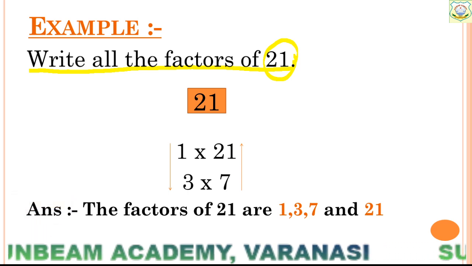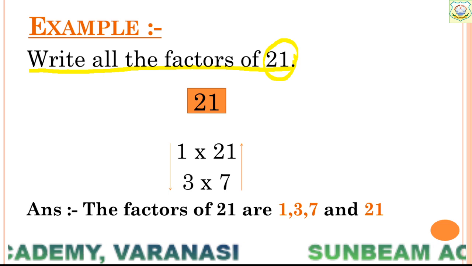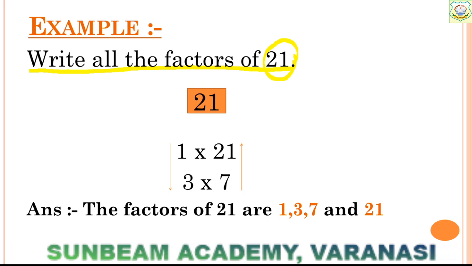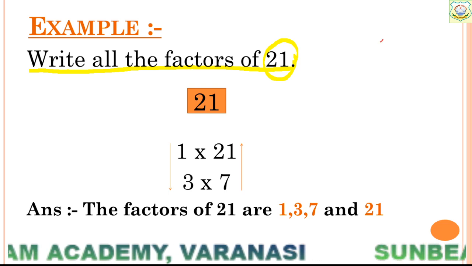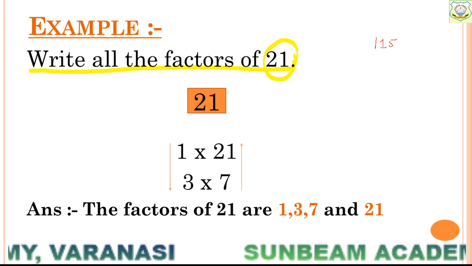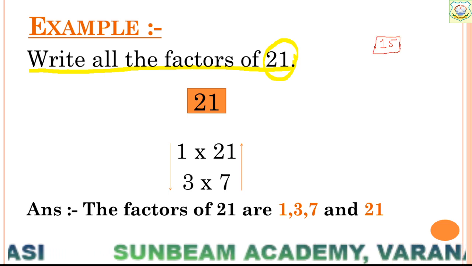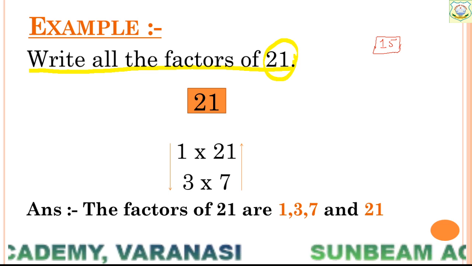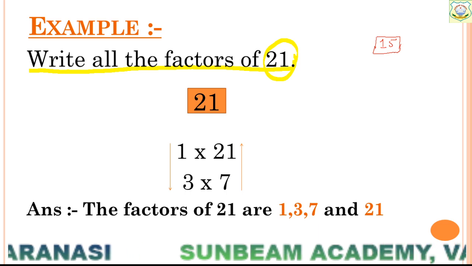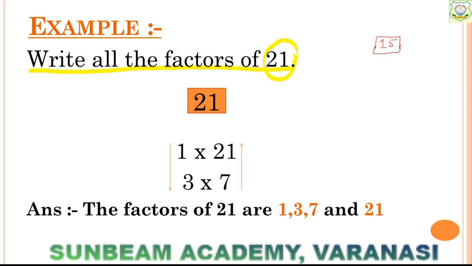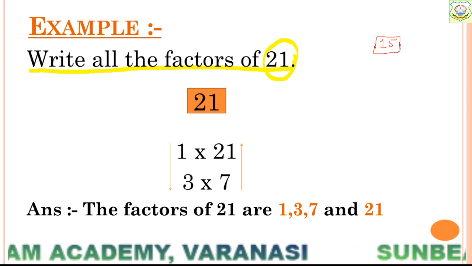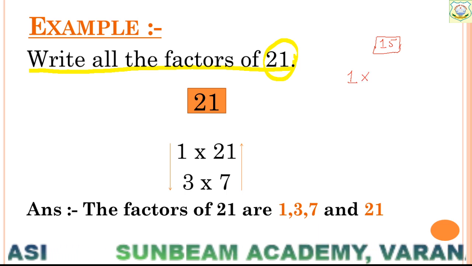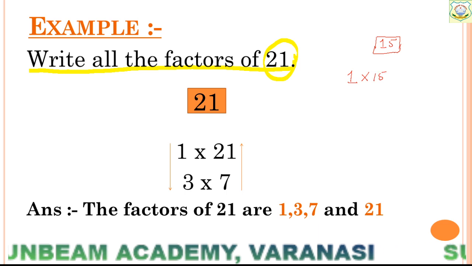Okay. Now, for example, I'm changing the number. I'm not using this. For example, there is a number 15. Okay. I'm taking this as an example. Now we have to find out the factors of 15. Let me tell you how to find out the factors first. Every time we will start from 1 because 1 is the factor of all numbers. So, 1 multiplied by 15 is equal to 15.